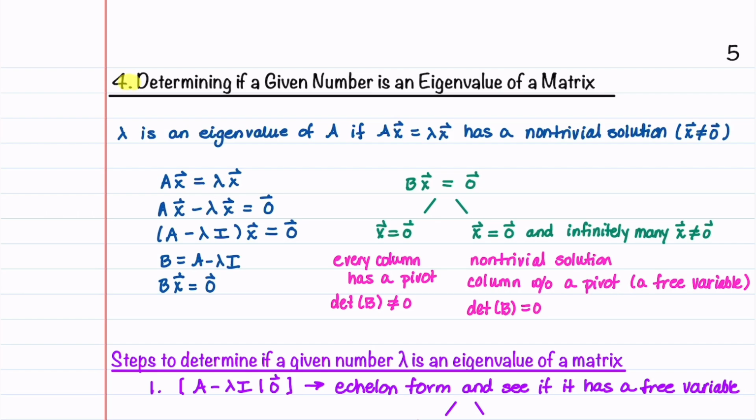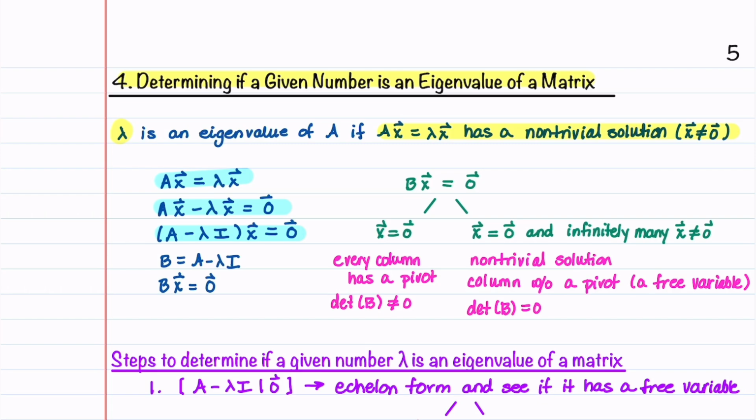Let's now talk about how to determine if a given number is an eigenvalue of a matrix. Lambda will be an eigenvalue of matrix A if Ax equals lambda x has a non-trivial solution, meaning x is not equal to 0. I'm now going to go over two ways that we can determine if Ax equals lambda x has a non-trivial solution. If we rewrite this equation as Ax minus lambda x equals 0, and then factor out a vector x, we get this equation.